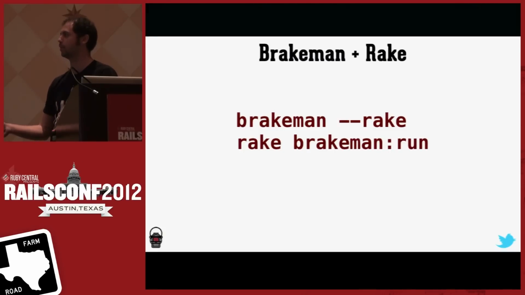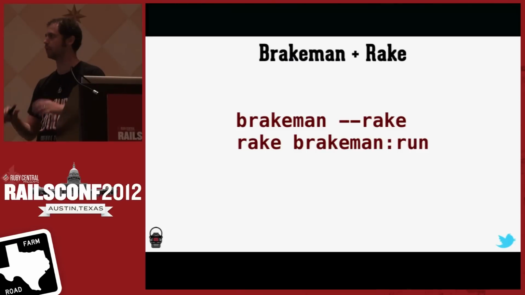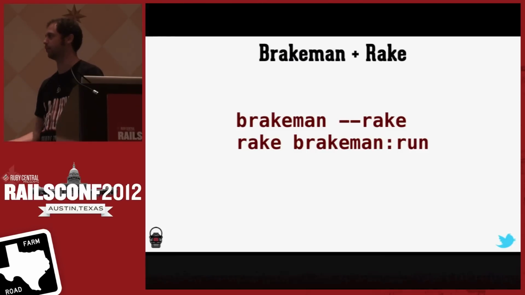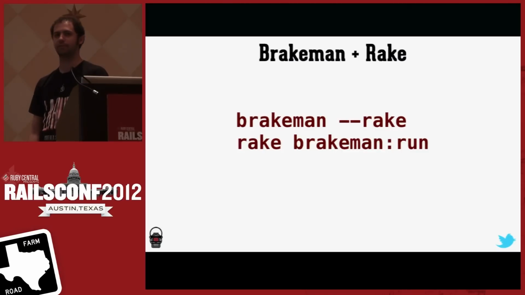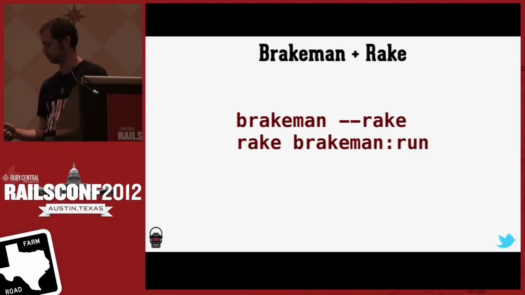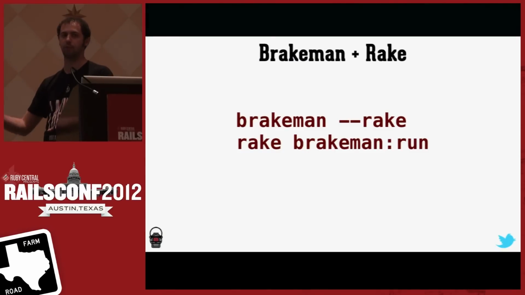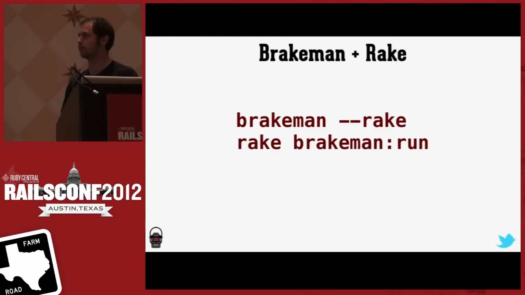You can run Brakeman --rake in your Rails application group, and it'll add a rake task, and then you can run Brakeman run, which seems like a longer way of typing Brakeman, but if you're running a bunch of rake stuff, it may be useful for you. There's also an option you can add a file name if you want to output to a file from Brakeman.